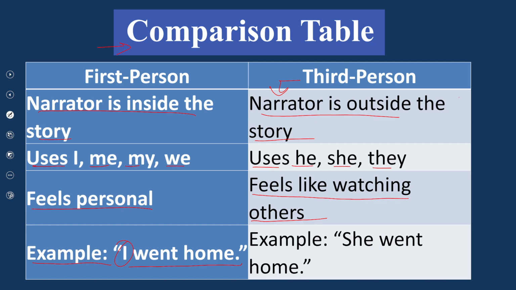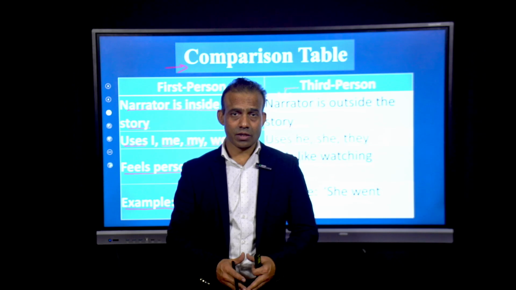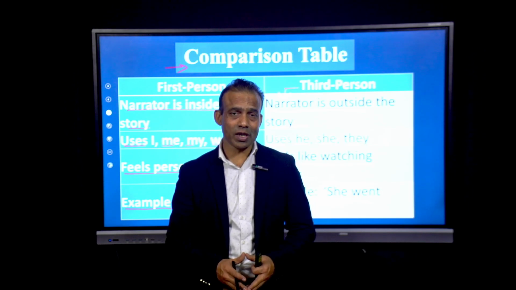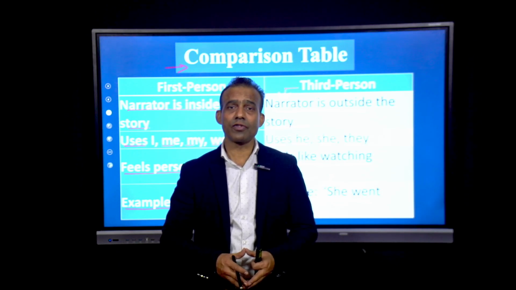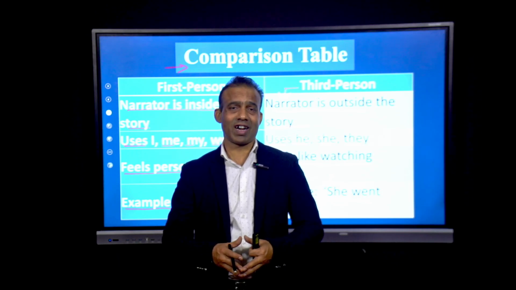Yes, and if we look at the example of first person, you are looking at: I went home. Definitely I is there. It means that it is first person point of view. And in third person, look at this example: she went home. Now she is the clue word, and we can conclude that this is third person point of view. Now, my dear learners, you have very successfully compared the two points of view, first person and third person, very clearly.